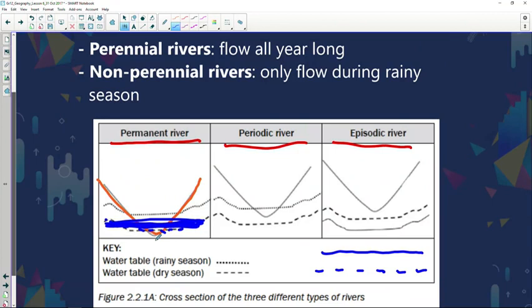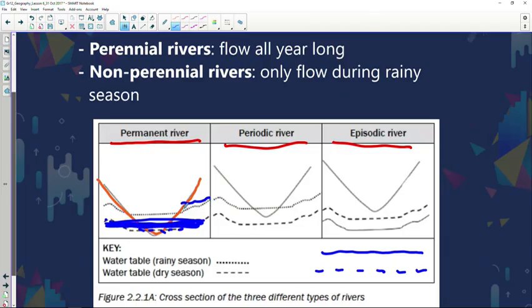But during rainy season, what happens? Obviously, a lot of rain, precipitation takes place. We experience surface runoff, even infiltration. And what happens with the water level? As you can see, the water table rises during rainy season. So right throughout the year, from January to December, there will be water in this river bed. And that's our permanent rivers. It's very similar to what you've learned in grade 10 about perennial rivers, because it flows all year long.